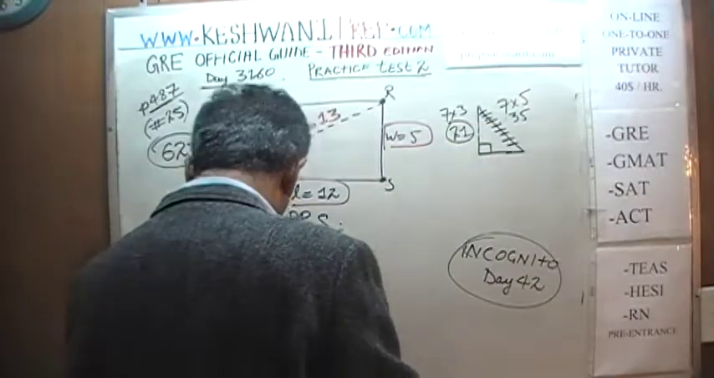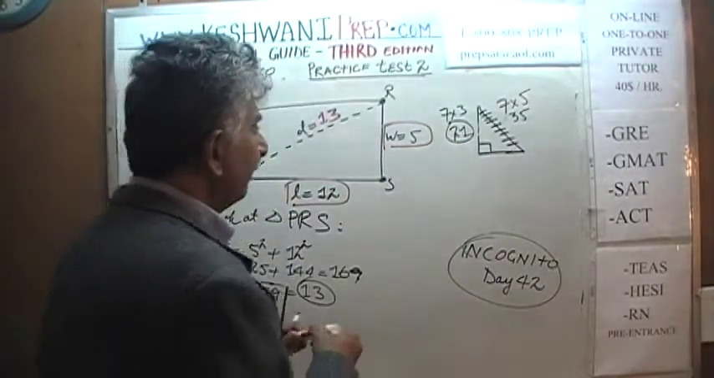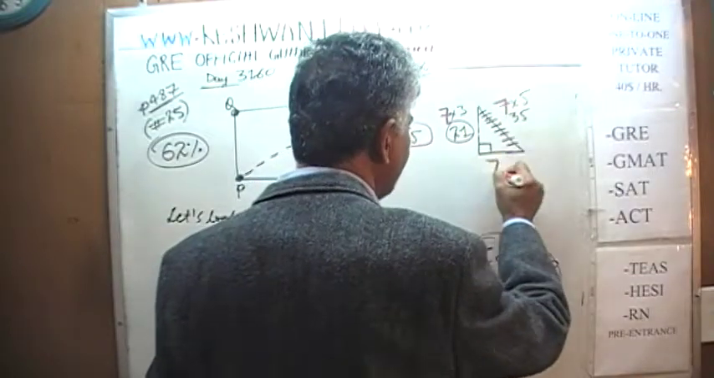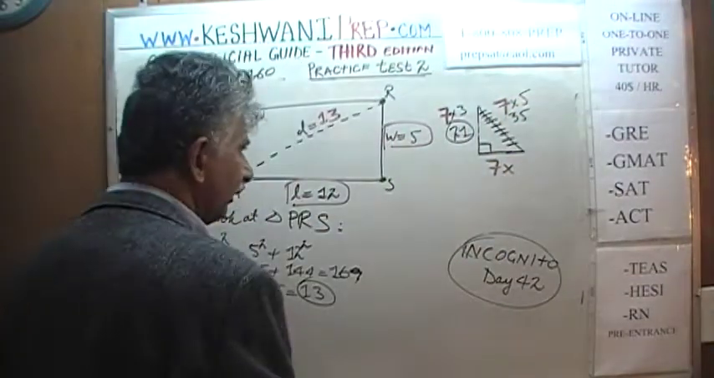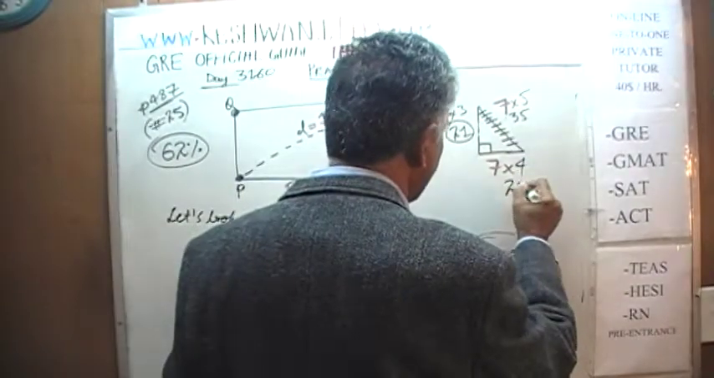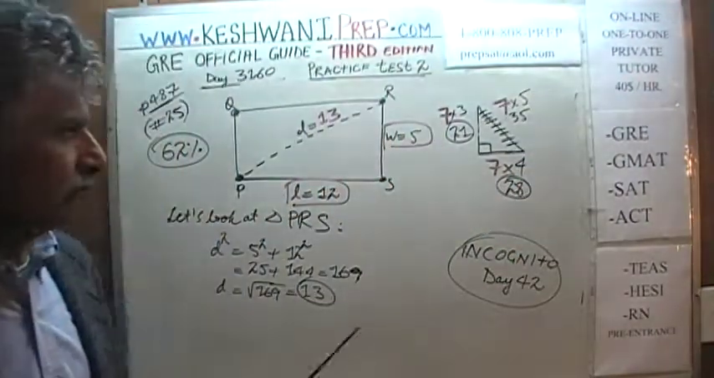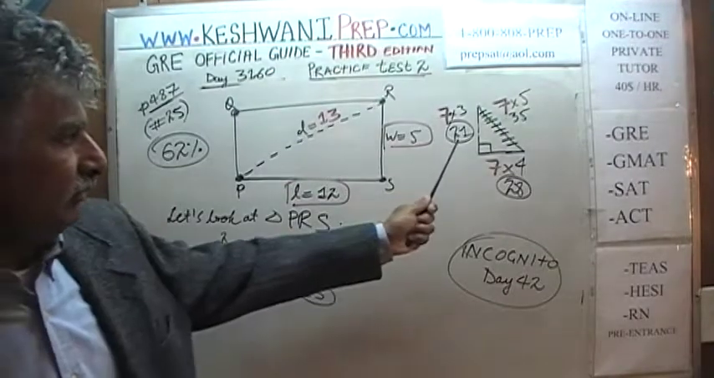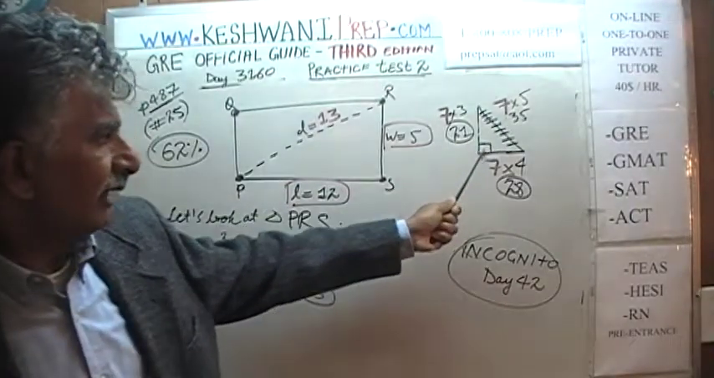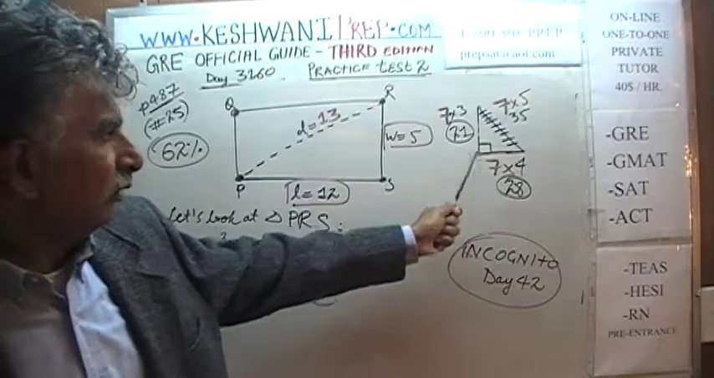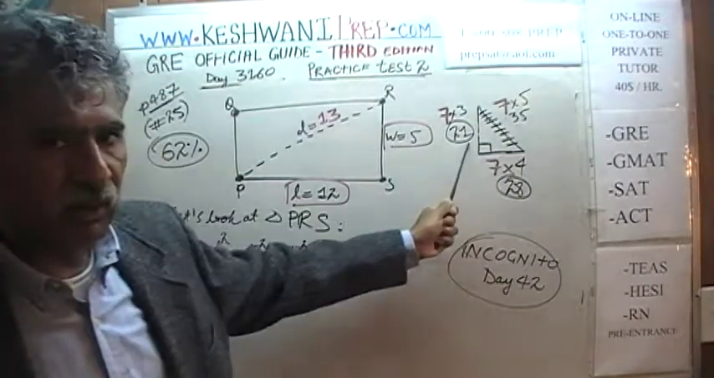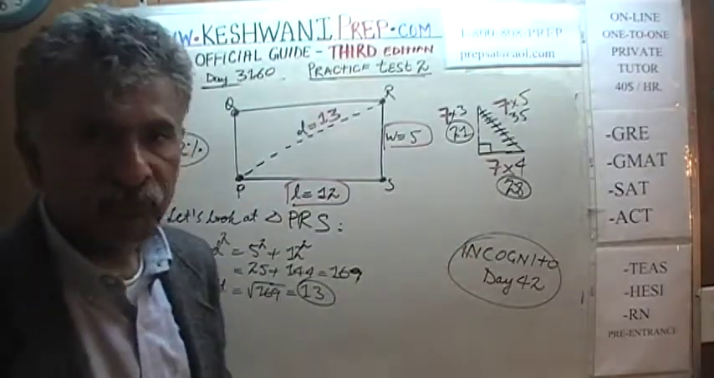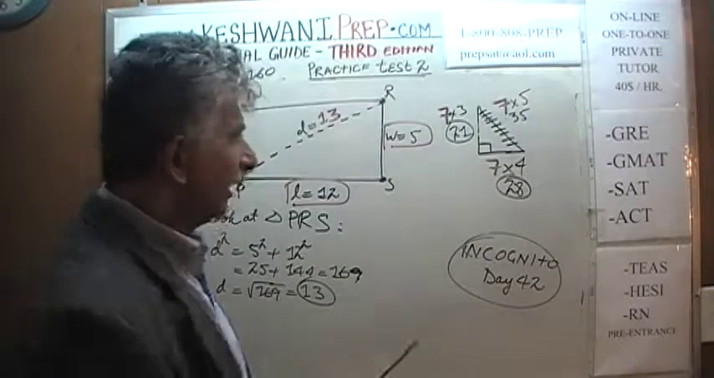If this side is 7 times 3 and this side is 7 times 5, the missing side would have to be 7 times 4, which is 28. We don't have to do any work. But as you can see, it came incognito. If somebody tells you one side is 21, the other side is 35 in a right angle triangle, what's the missing side? To sit there and do 21 squared and 35 squared, add the two up and take the square root of it, you could go that route and eventually find that it's 28, but it was not necessary. They come incognito.